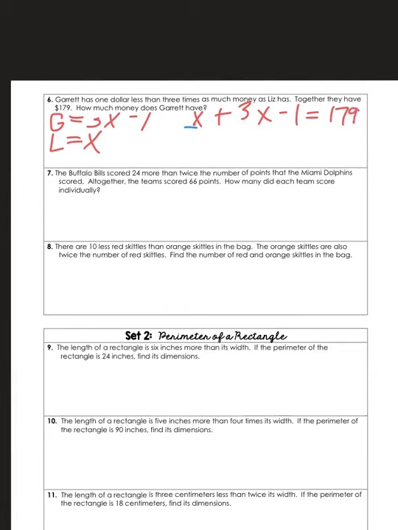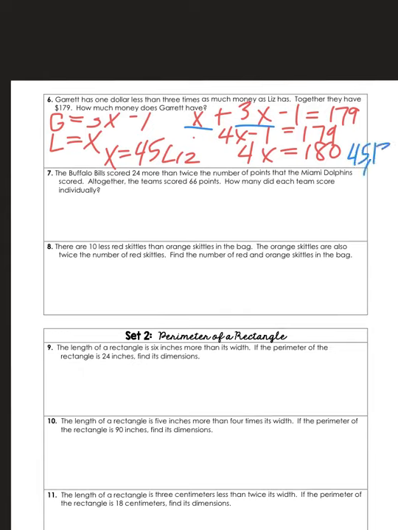Combine like terms. 4x minus 1 equals 179. Add 1 to both sides. 4x equals 180. Divide by 4. Well, that's like dividing by 2 twice. Divide by 2, you get 90. Divide by 2 again, you get 45. So x equals 45. This is how much money Liz has. And then in order to find out how much money Garrett has, we multiply that by 3 and subtract 1. 45 times 3 is 135, minus 1 is 134. So we have 45 and 134.